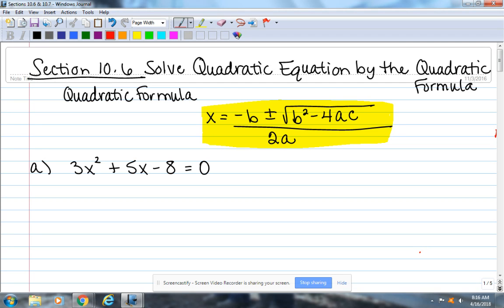And the quadratic formula is highlighted in yellow. X equals negative b plus or minus the square root of b squared minus 4ac, all divided by 2a. And we are going to sing that right now. 1, 2, 3. X equals negative b plus or minus radical b squared minus 4ac divided by 2a.